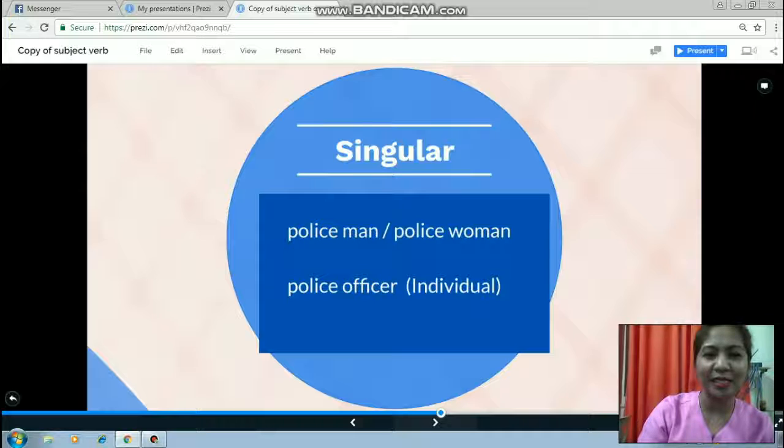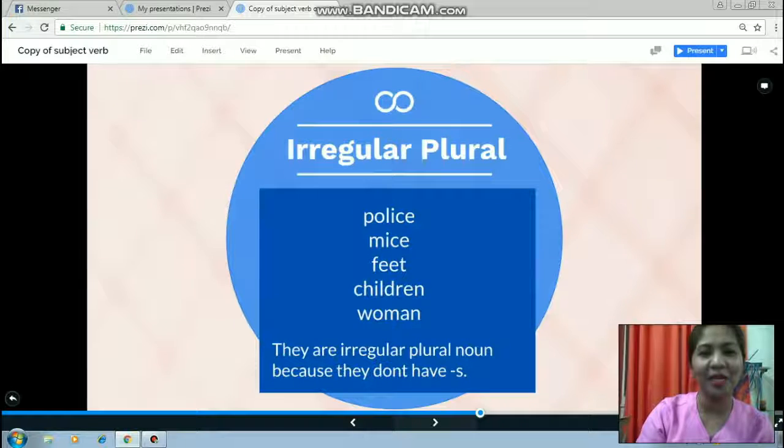So what is the singular of the word police? We are going to know that this is singular if that is policeman, policewoman, police officer as an individual. Okay? Next, irregular plural. Police, mice, feet, children, women. They are irregular plural nouns because they don't have S at the end of the word.